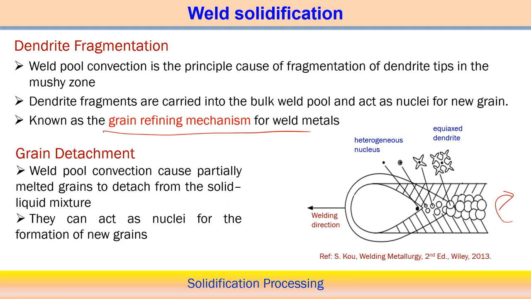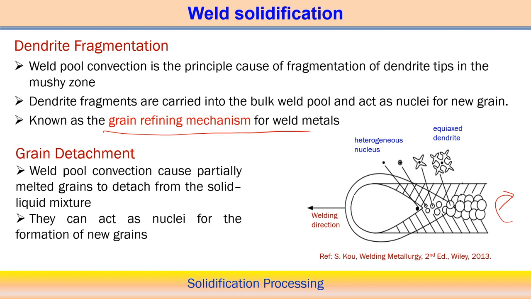So in the grain refining mechanism, if we create a large amount of fragmented dendrites, they all start the heterogeneous nucleation process at the same time, and so many nucleations start in the bulk material that it promotes a fine grain structure. So this is one mechanism, dendritic fragmentation.